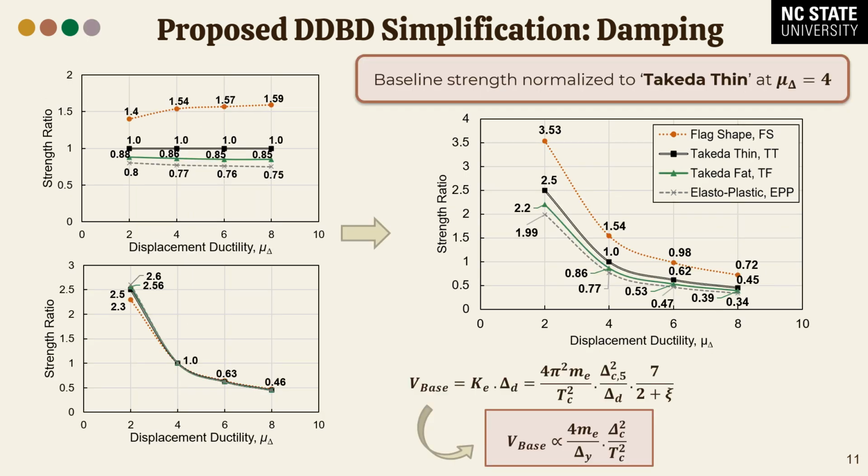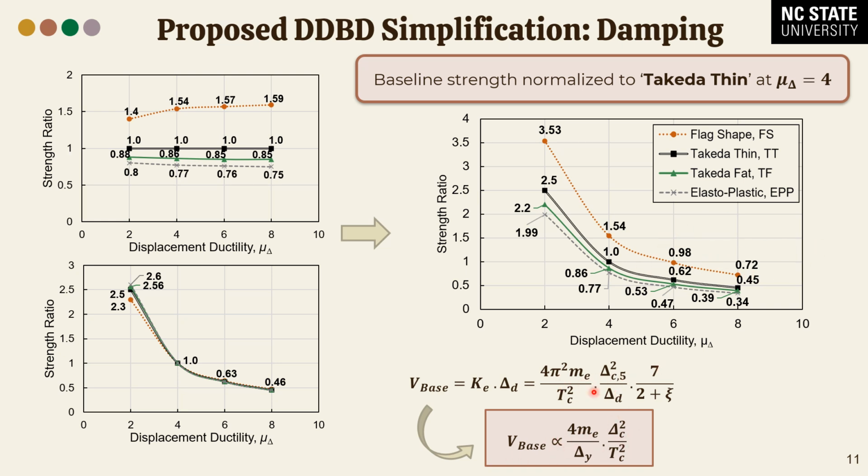And what this lets us do is to normalize everything to the thin Takeda ductility 4 choice. If we normalize everything to thin Takeda displacement ductility of 4, we get this figure that we see up on the right. By doing this, we can calculate a base shear for all systems.